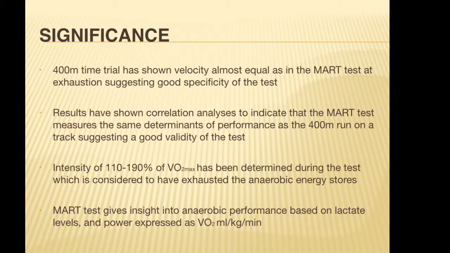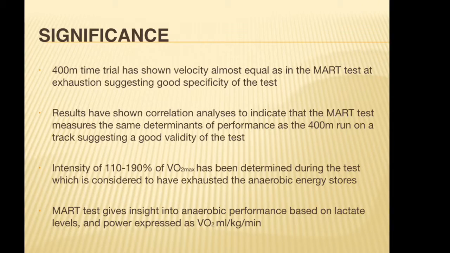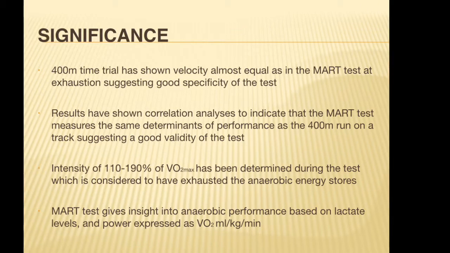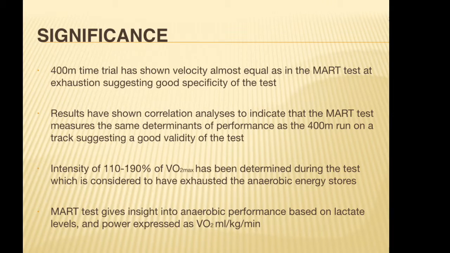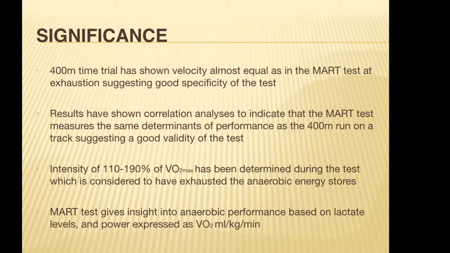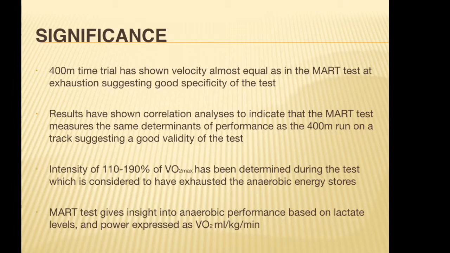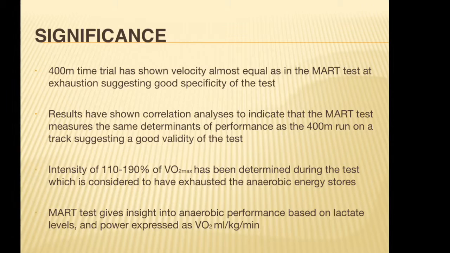So we can consider this test a supermaximal test because it elicits power 2 to 4 times above a measured VO2. The MART test gives insight into anaerobic performance based on lactate levels and power expressed as VO2 in mLs per kg per minute. So, is this a good test? Well, sure it is, for a 400 meter runner or someone curious about what their 400 meter time may be.